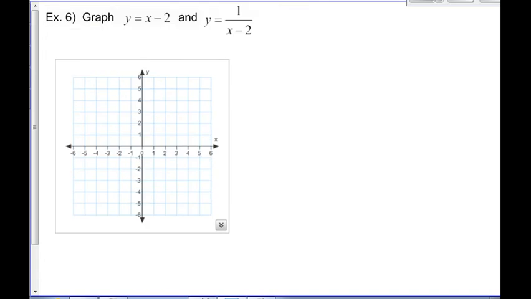Let's do one where we're not given the original. So we're going to graph x minus 2 and 1 over x minus 2. X minus 2 looks like this. It's got a slope of 1.